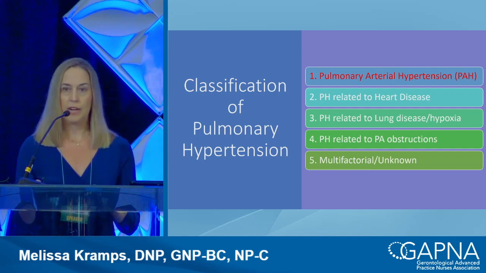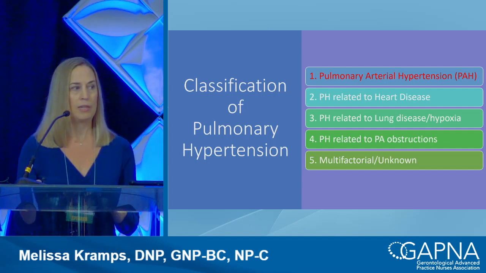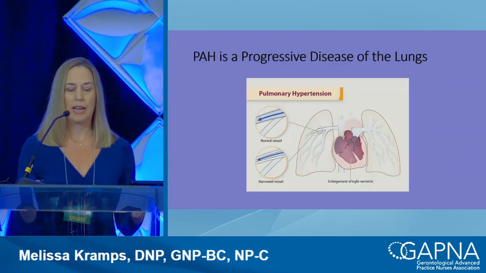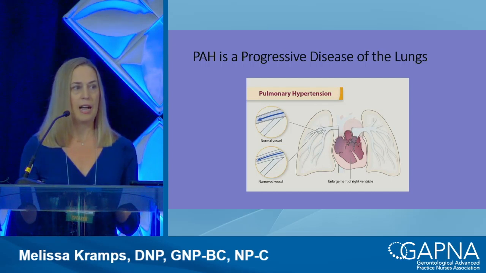PAH is classified as WHO Group 1. It is precapillary and associated with the proliferative vasculopathy pictured on the upcoming slides. PAH will be the focus of our discussion today. PAH is a progressive disease affecting the arteries of the lungs. The pulmonary arteries are the vessels that carry deoxygenated blood from the right side of the heart to the lungs.